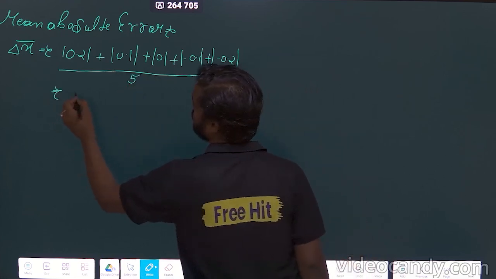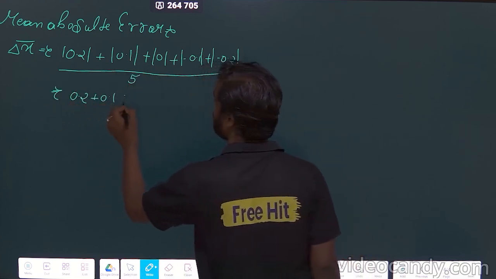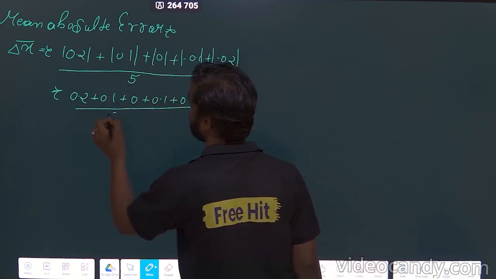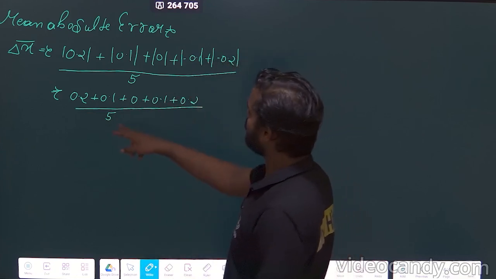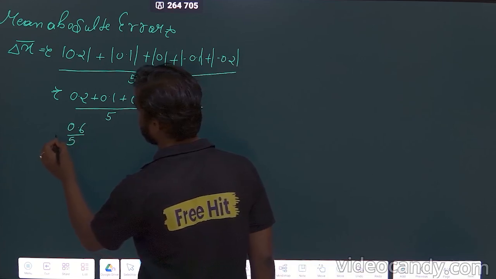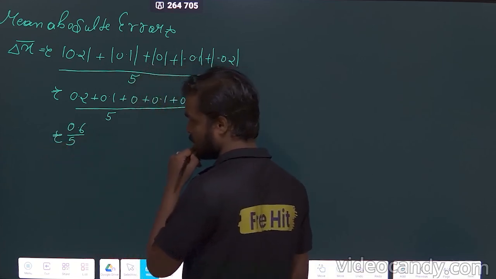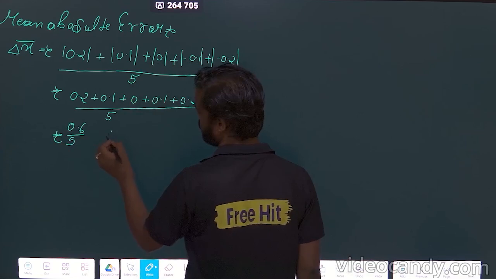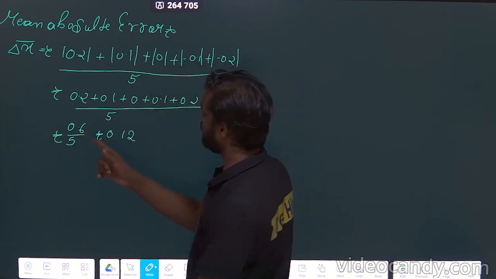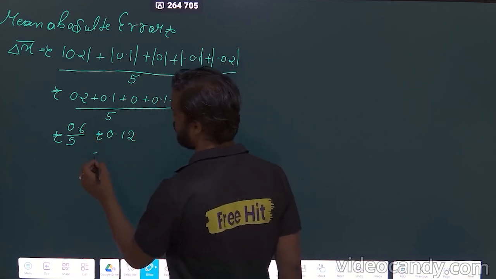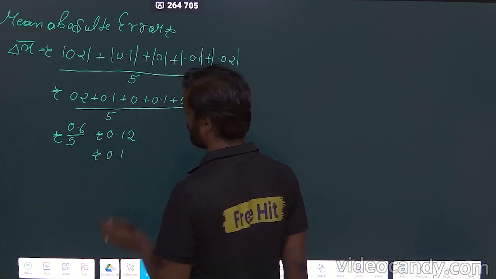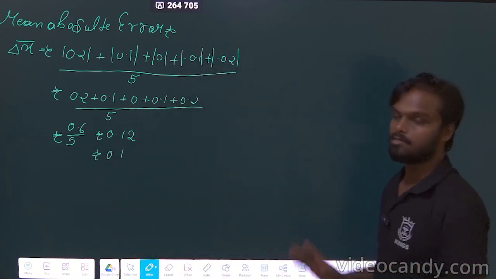So finally you will get 0.2 plus 0.1 plus 0 plus 0.1 plus 0.2, that is 0.6, divided by 5. So this will become 0.12. Okay, and it is up to one significant figure, so you have to make it to one significant figure, that is, this will be 0.1. So this is how we calculated the mean absolute error.